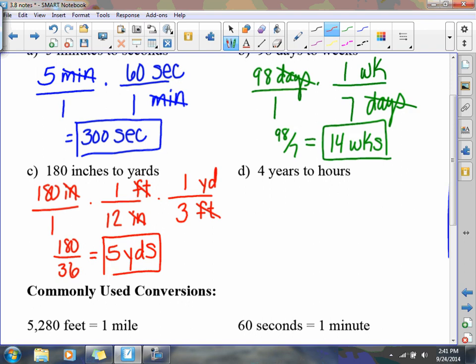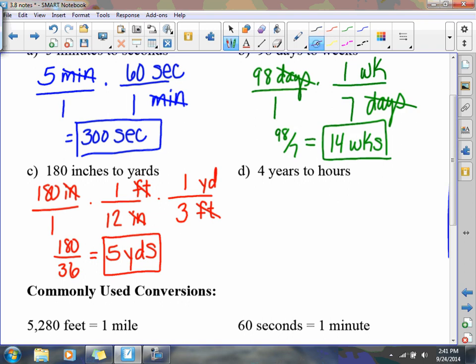And there are 36 inches in 1 yard. So when we take 12 by 3, we get the 36. So that's how you could do this problem in one step. You could take 180 over 1 times 1 yard over 36 inches. So if you did know that, you could do that problem in one step. But I wanted to show you how you could do it in multiple steps.